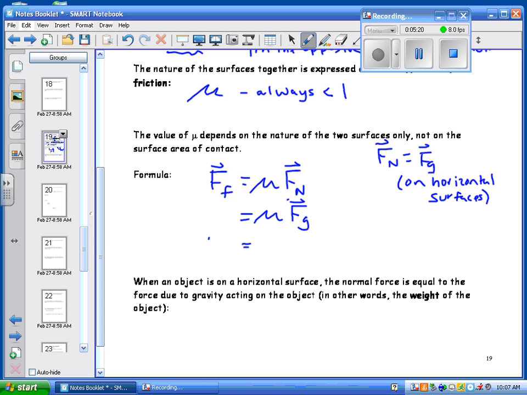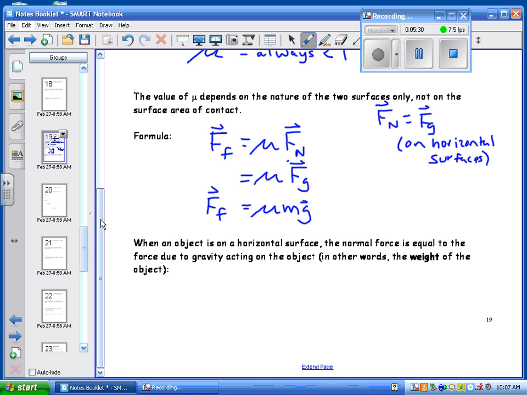And so the force of friction, the formula is actually mu mg. I repeat that. When an object is on a horizontal surface, the normal force is equal to the force due to gravity acting on the object, to the weight of the object. So down here is where we wanted to have Ff equals mu mg.